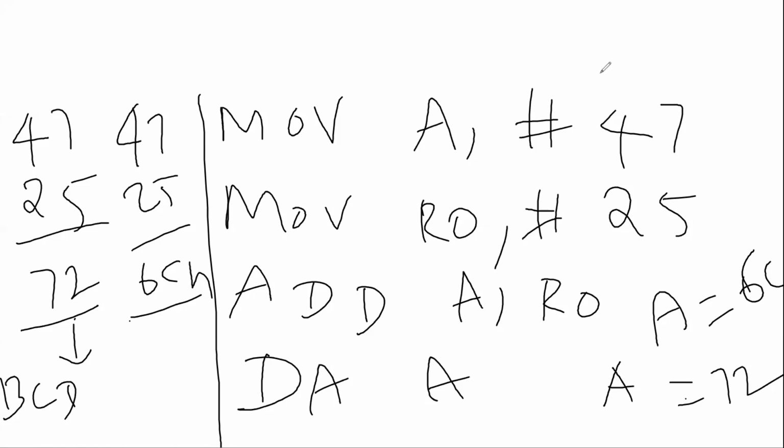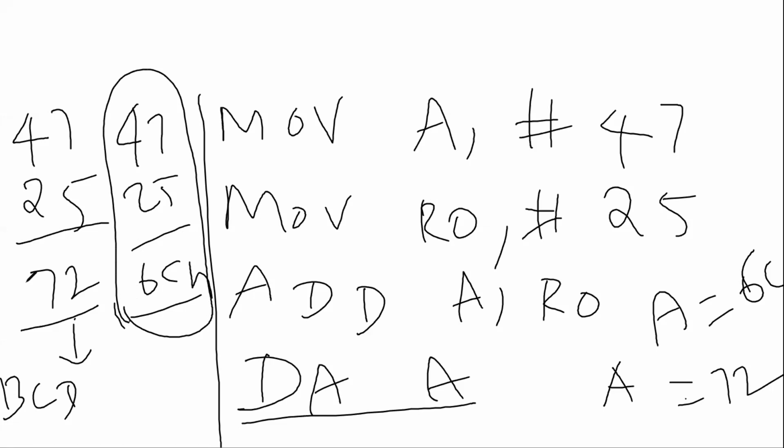So I'm loading my accumulator with 47, R0 with 25. I'm adding 47 plus 25. Actually, 47 plus 25 in hexadecimal is 6C. But here 6C, the lower nibble, is greater than 9. So greater than 9 means I have to add a 6. After that, I will get 72. That is the internal operation of DAA. So this is the instruction.